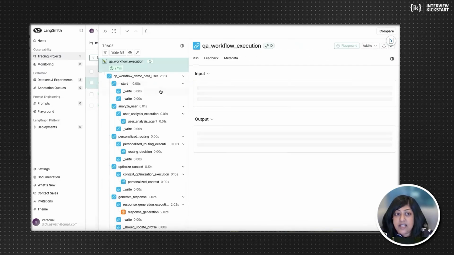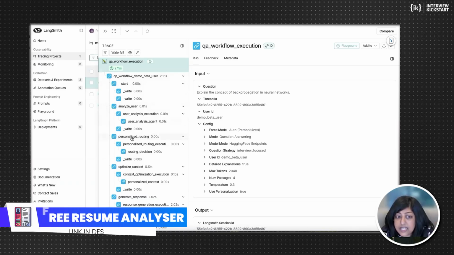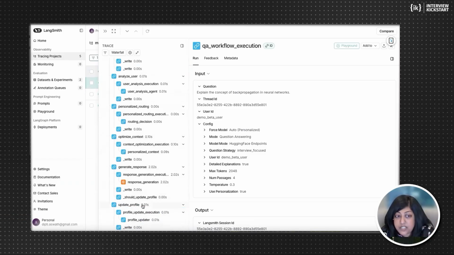So you will see that this is the whole thing with the traces. It's capturing the various workflow steps that this particular workflow has stepped through, right? And these are all the steps. Analyze user is one workflow step. Personalized routing is a second workflow step. Optimize context, generate response, update profile. These are the workflow steps.